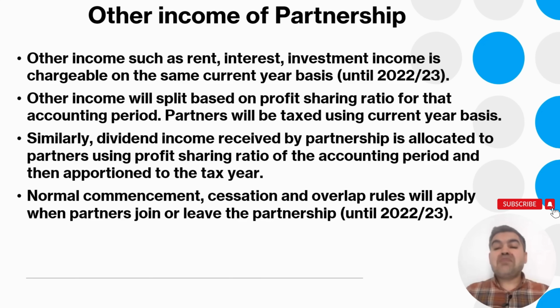There's a transition period, which is 2023-24. So the other income will be split based on the profit sharing ratio for that accounting period. Partners will be taxed using the current year basis. Similarly, dividend income received by the partnership is allocated to partners using the profit sharing ratio of the accounting period and then a portion to the tax year.